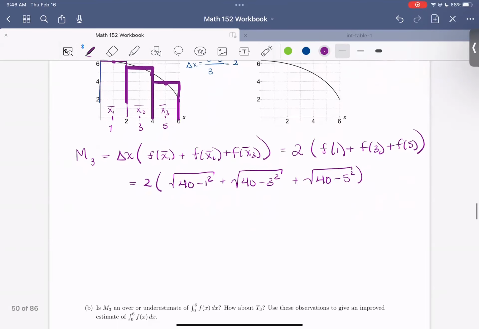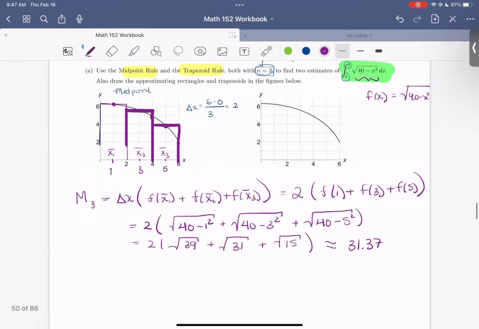We can work this out further. We get 2 times the square root of 39 plus the square root of 31, because 3 squared is 9, plus the square root of 15, because 5 squared is 25 and 40 minus 25 is 15. If we plug that into our calculator, we get something near 31.37. So that's the midpoint rule.